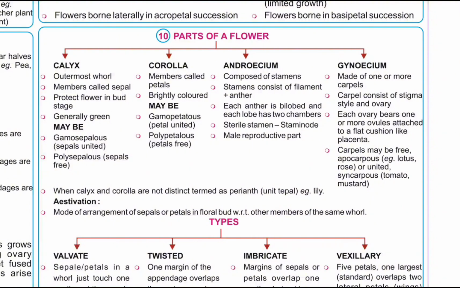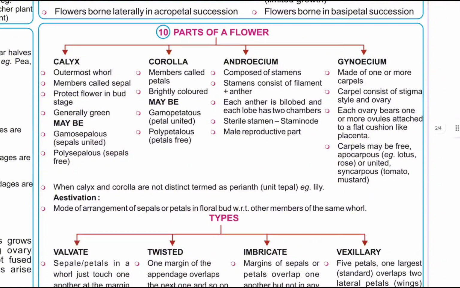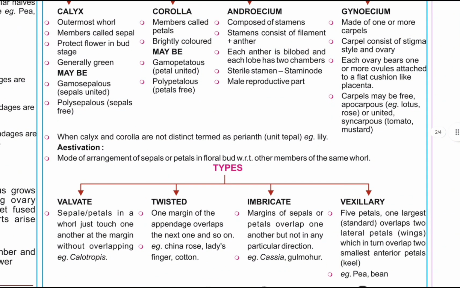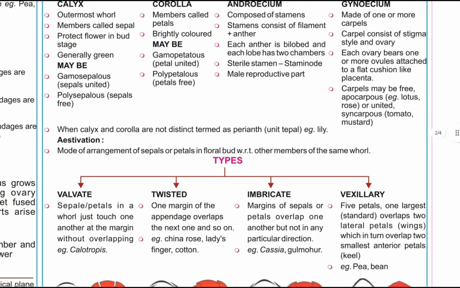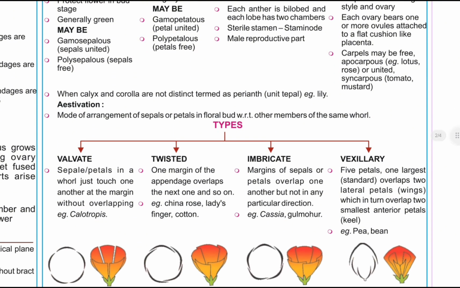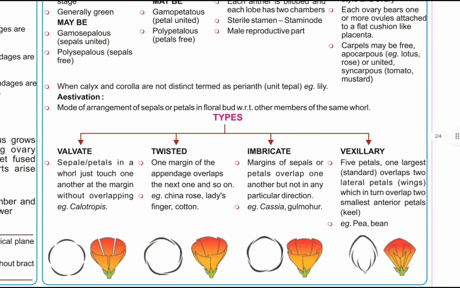Each ovary bears one or more ovules attached to a flat, cushion-like placenta. Carpels may be free, apocarpous, for example lotus and rose, or united, syncarpous, for example tomato and mustard. When calyx and corolla are not distinct, it is termed perianth. Its unit is tepal. Example: lily.